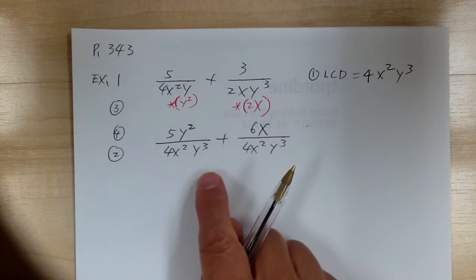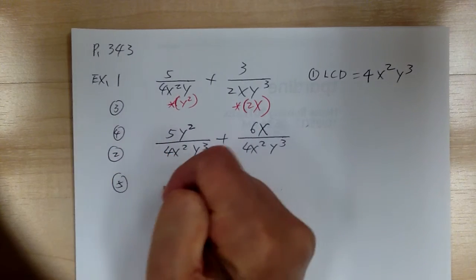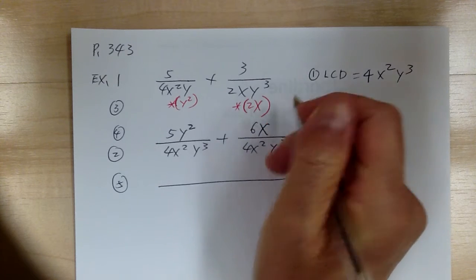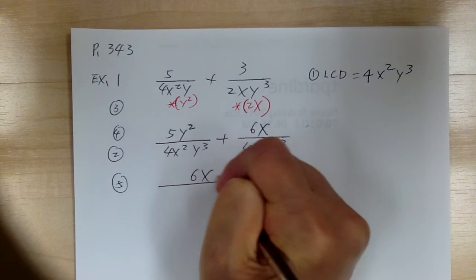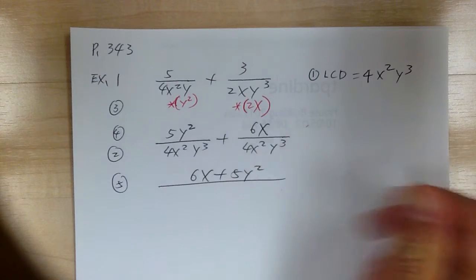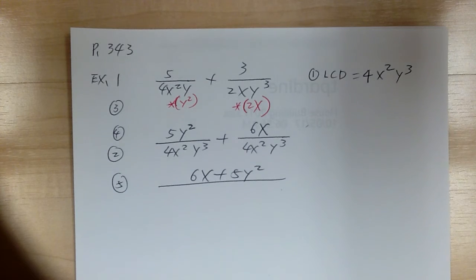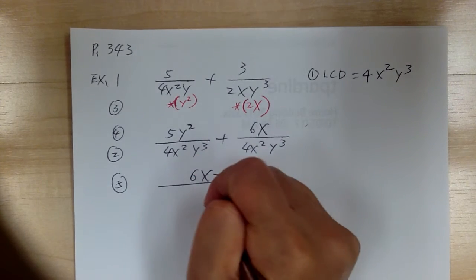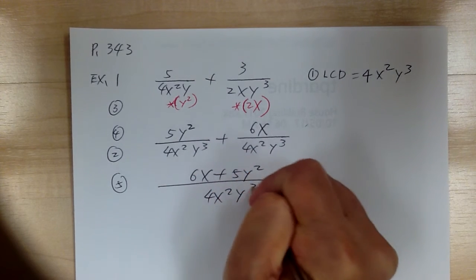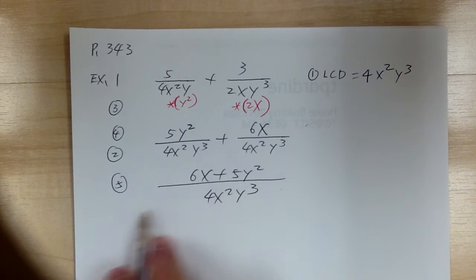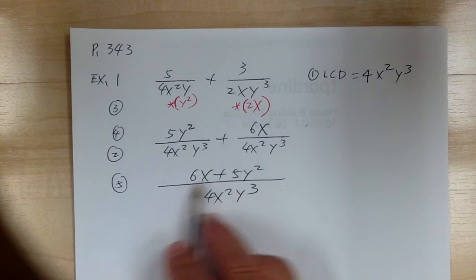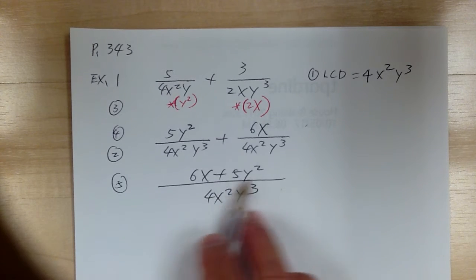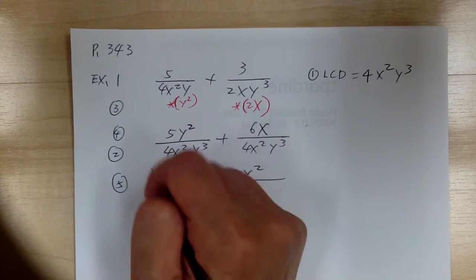So now you're ready to add. Step 5, go and add them together. Normally you want to write it alphabetical. So you want to write 6x plus 5y squared over 4x squared y cubed. Then after that, you need to do step 6. Check to see if you can factor. Sometimes you can factor and cancel things out. In this case, you cannot factor, so you're done. That would be your answer.